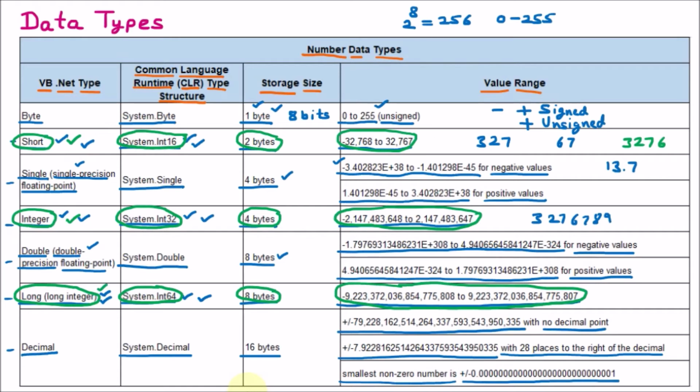Then there is a second type, which has decimal values. Let's say I want to store something like 3.76 or 3.61. Whenever we apply the dot here, this type of range comes under the decimal. So the first type we have is single, which is the single precision. Then further we have double, which is the double precision, and the third one is decimal.